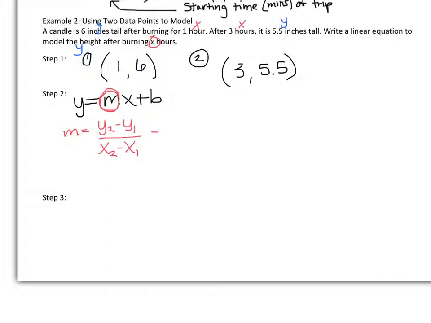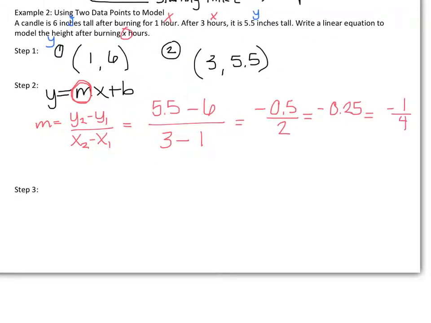Very good. So if we plug into that, what's X2? It's 3 minus 1. What goes on top? 5.5 minus 6, which is negative 0.5, over 2. What do you get when you put that in the calculator? So it's a half, you divide it by 2, so you get negative 0.25. What is that as a fraction?